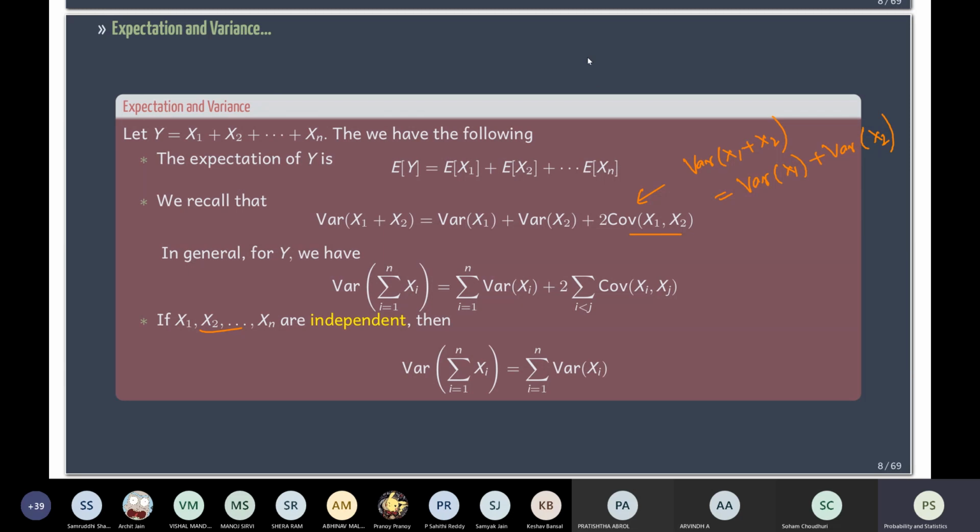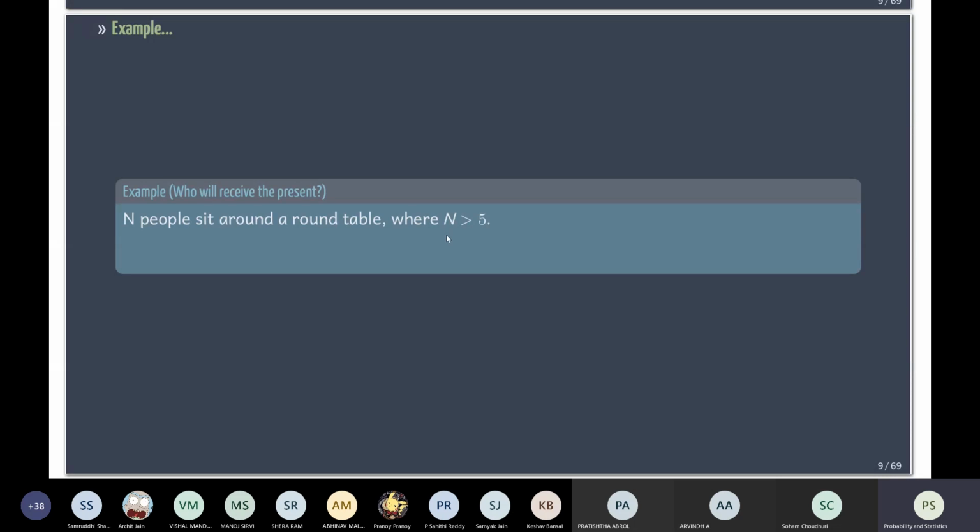Okay, so the covariance of x and y is the expectation of xy minus the expectation of x times the expectation of y. This is something we have done. So if they are independent, then these terms are the same and they will cancel. So this is easy to verify.